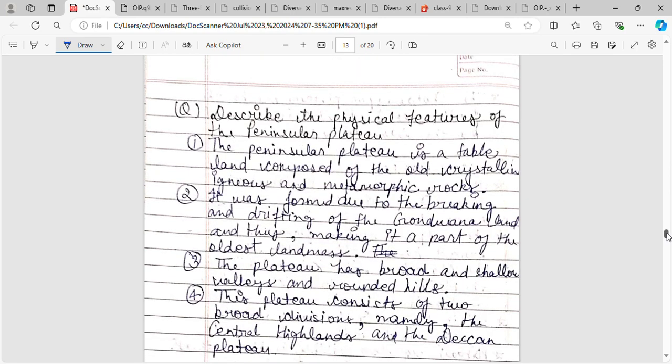Describe the physical features of Peninsular Plateau. The Peninsular Plateau is a tableland composed of old crystalline, igneous and metamorphic rocks. What is a plateau? Plateau is a table-like land. So even for Peninsular Plateau, it's once again the definition of plateaus, that the land is like a table, composed of old crystalline, igneous and metamorphic rocks. That's once again based on previous knowledge.